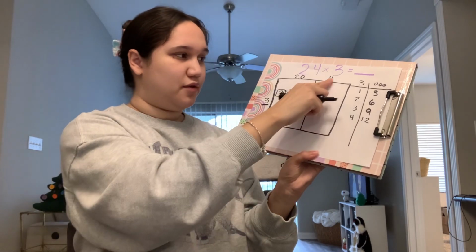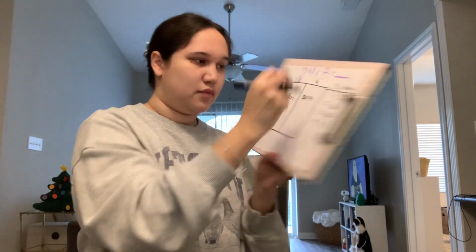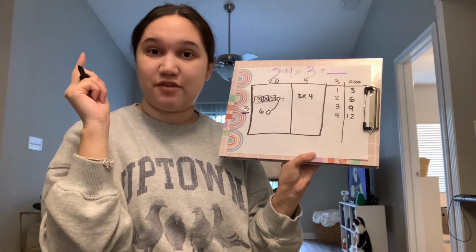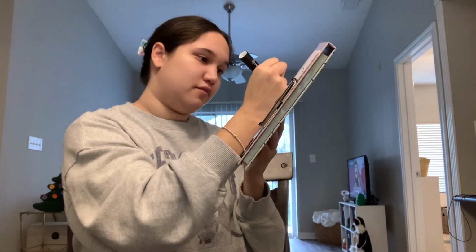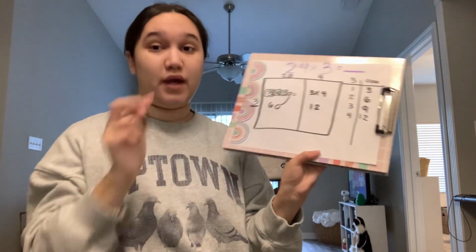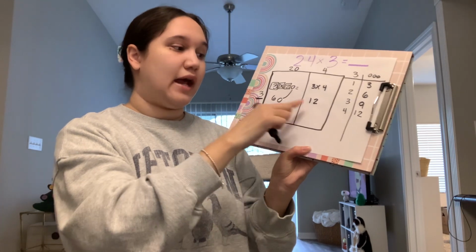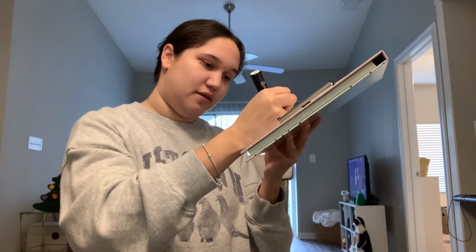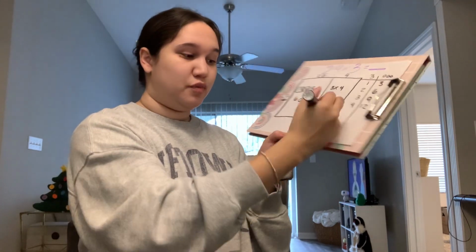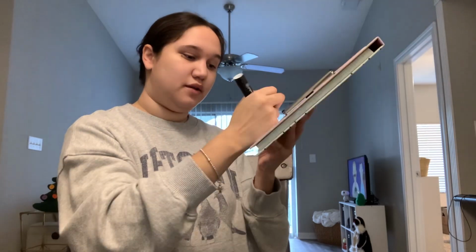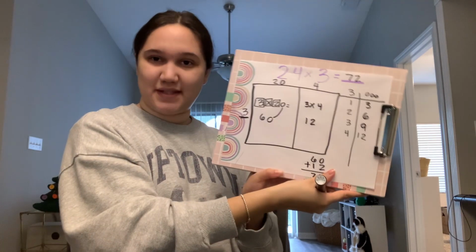Then we will go here. 3 times 4. Again, if you don't know that multiplication fact by memory, you have your T-chart right here. 3 times 4 is 12. We aren't done yet. We have to add these two totals right here, our 60 and our 12. 60 plus 12. 2 plus 0 is 2. 6 plus 1, 7. Our answer would be 72, just like that.